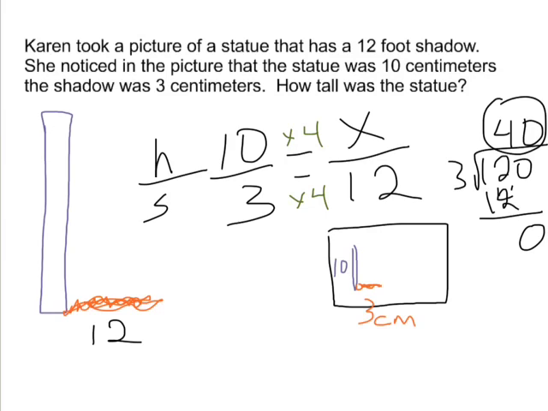Now some of you may be asking, we have one unit of measurement in feet and the other in centimeters. It doesn't really matter. We use the same ratio of 10 centimeters to 3 centimeters, which was a 10 to 3 ratio, and we applied it to the 40 to 12 in the actual statue and its shadow, and it is in feet, but it's still the same ratio. So the answer is correct, and the answer is 40.